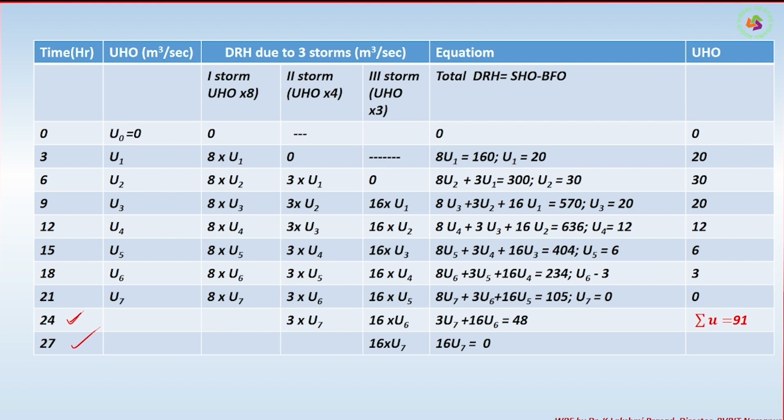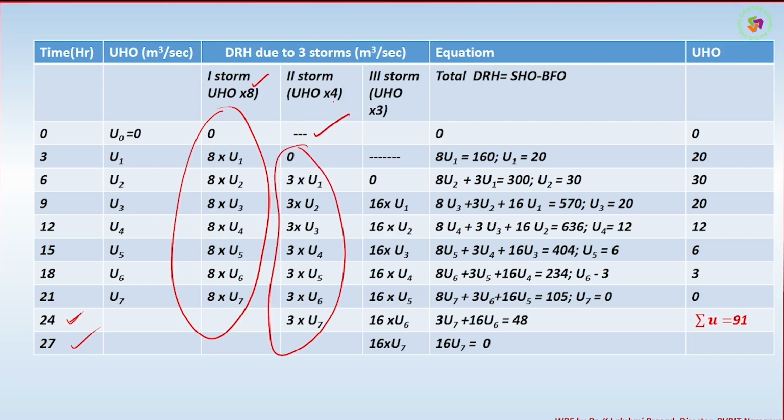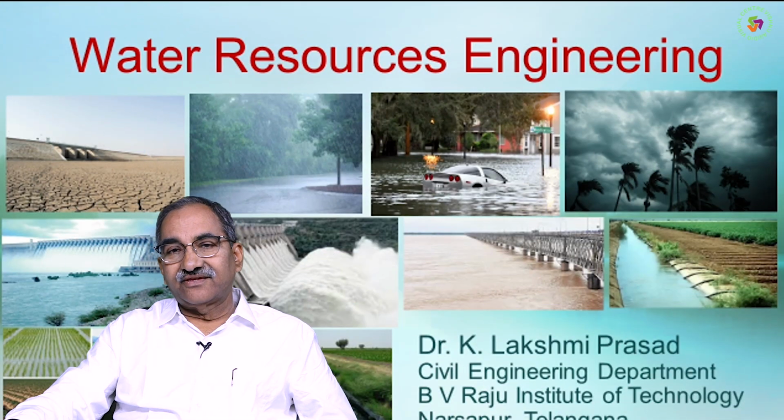Now the first storm I have taken. How much is the thing? Right? The second storm starts when? After 3 hours, multiplied by 4. The third storm starts after 3 hours again. Now the horizontal thing is the sum. I have to sum it and I found out what this is. This is the answer.